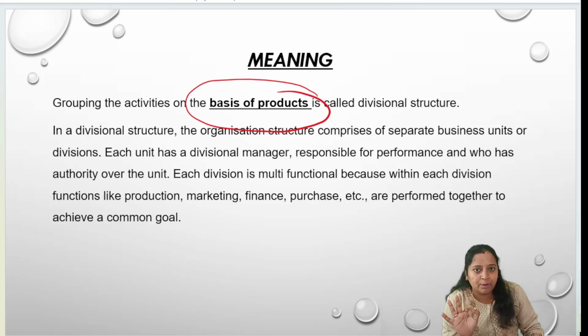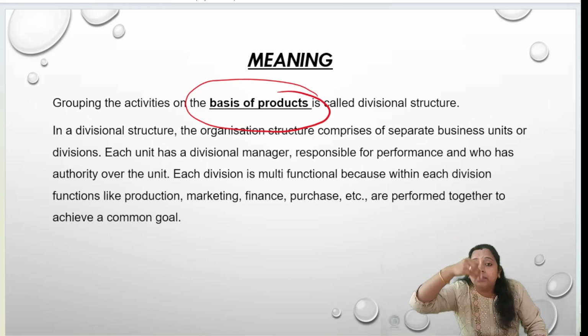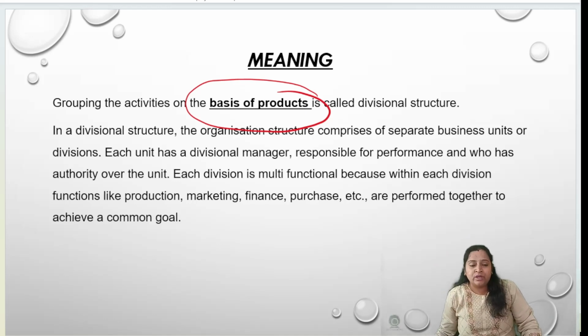Hope you people are getting my point, right? That is called a divisional structure, and in the divisional structure you will have a functional structure too. You can see it here: in a divisional structure, the organization structure comprises separate business units or separate divisions.